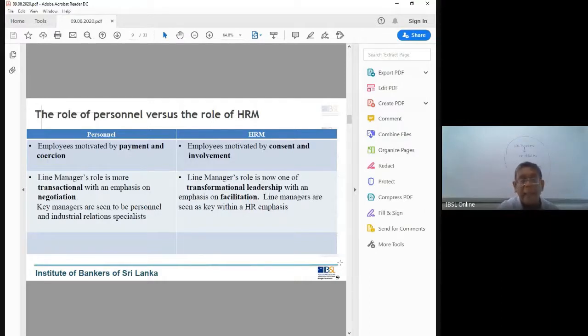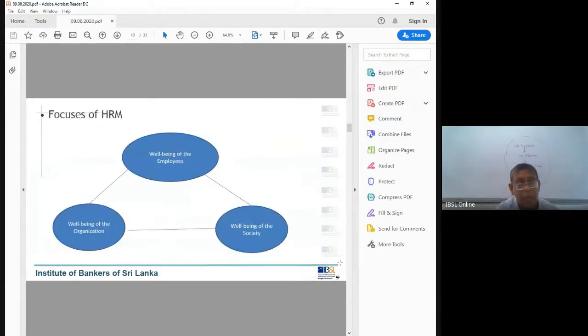Right. And then we move to the focuses of HRM today. HRM today focuses on three main things. What are the three main things?